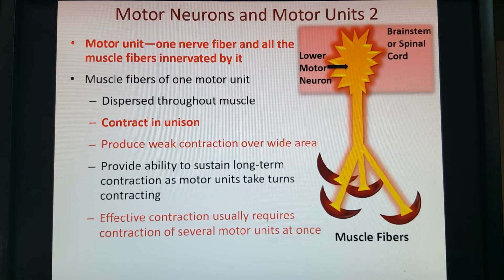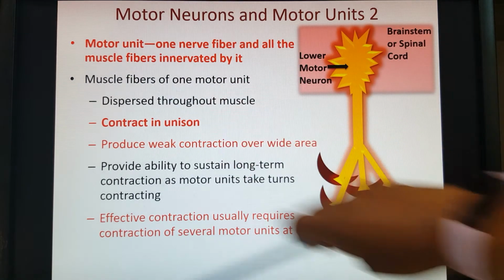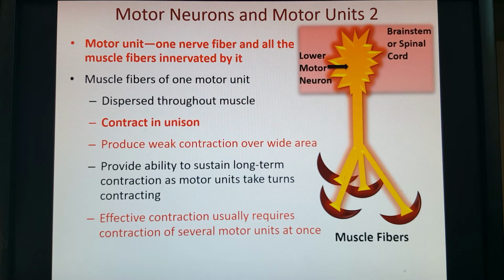So our motor unit is one nerve fiber and all of the muscle fibers that are innervated by it. When our action potential sends that command, all of the muscle fibers are going to contract in unison, so it's able to provide contraction over a wide area. For even stronger or more effective contraction, you sometimes will have several motor units contracting at once, sending the command to multiple locations.